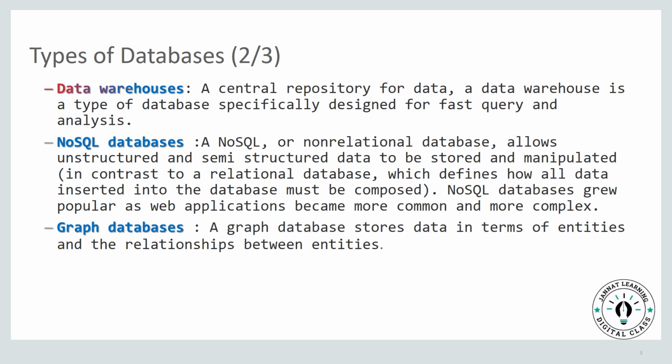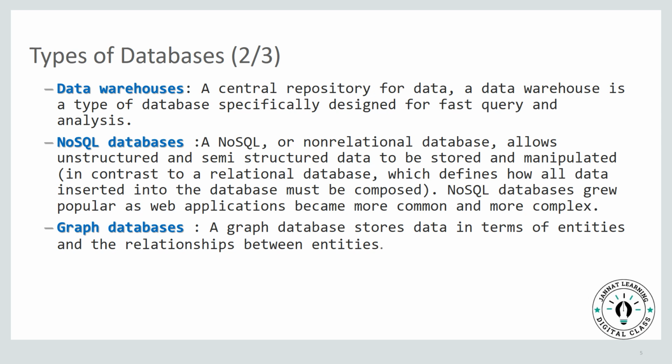Data warehouses. A central repository for data. A data warehouse is a type of database specifically designed for fast query and analysis. NoSQL databases. A NoSQL, or non-relational database, allows unstructured and semi-structured data to be stored and manipulated, in contrast to a relational database, which defines how all data inserted into the database must be composed.